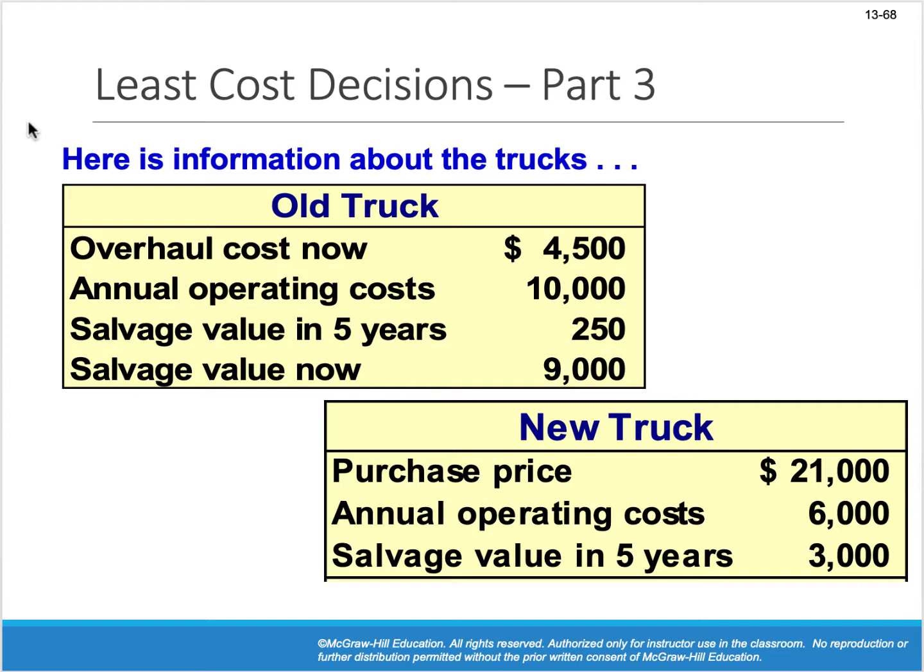So here's the information pertaining to both the old truck and the new truck, right? We have the old truck. It's going to cost us $4,500 to overhaul it. We have annual operating cost of 10 grand. Salvage value in 5 years is going to be $250, but if we get rid of it now, salvage value is $9,000. If we buy a new truck, well, it's going to cost us $21,000. We're going to have annual operating costs of $6,000, and the salvage value in 5 years for this new truck is going to be $3,000.